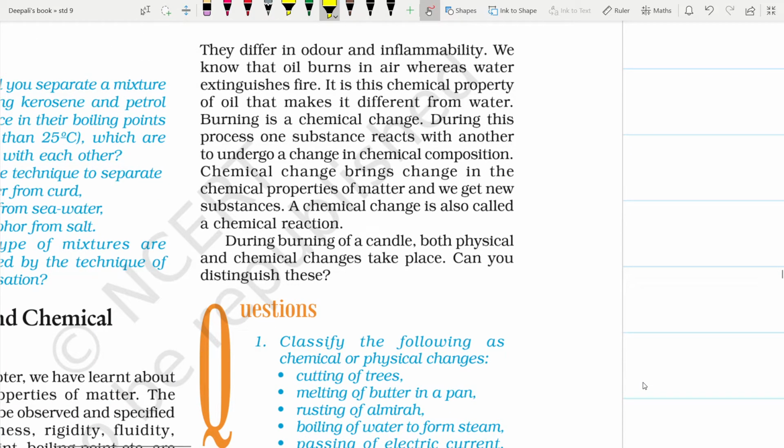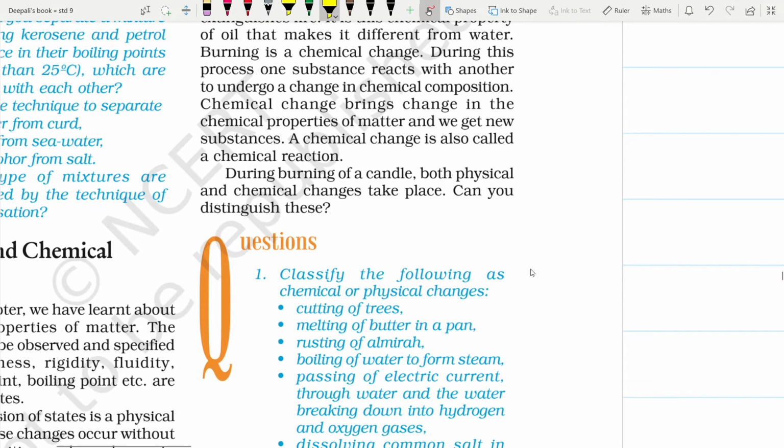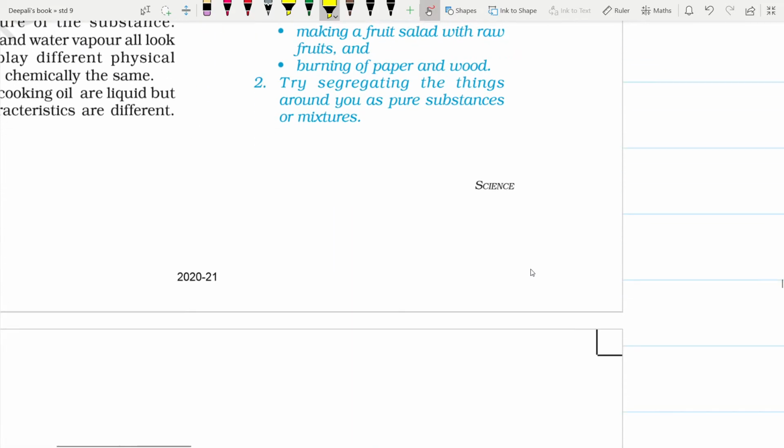During burning of a candle, both physical and chemical changes take place. Why? Because the size of the candle becomes smaller and the wax changes from a candle shape to a heap. So that is a physical change. But when the candle is burning, a certain amount of wax is burned and converted into vapor form. So during that, we can say it is a chemical change because the composition of wax is changing when it is burning. This is how a burning candle shows both physical and chemical changes.